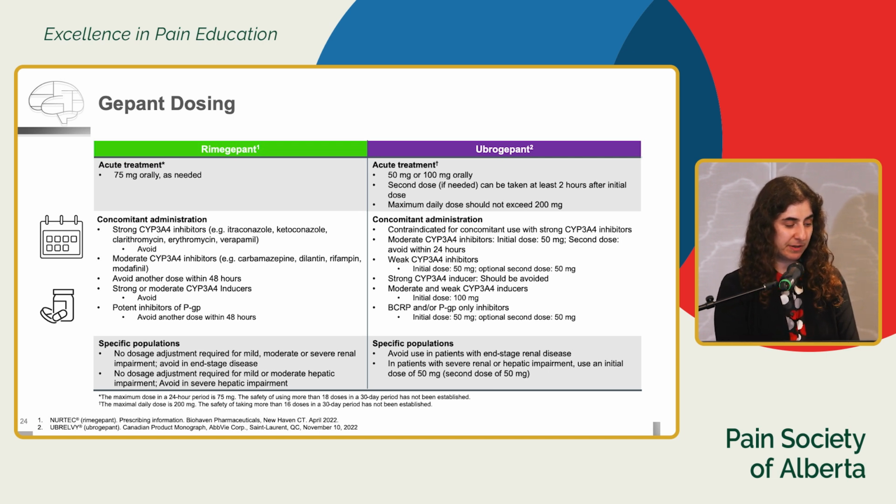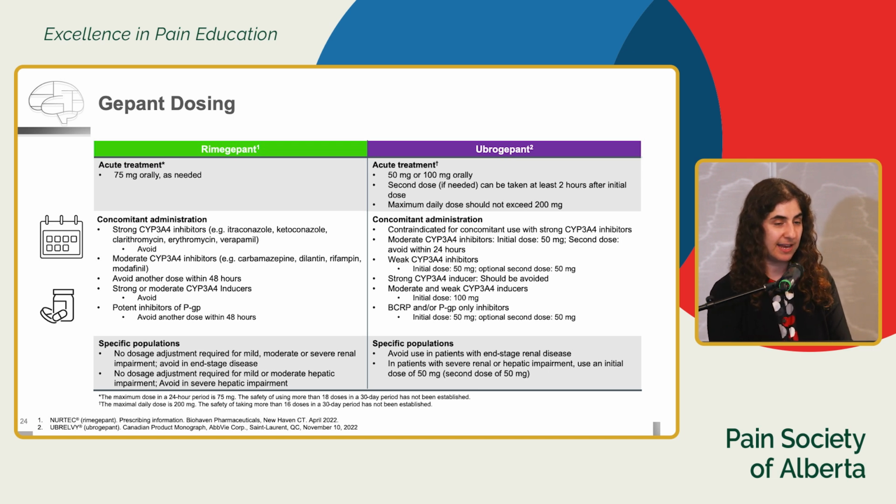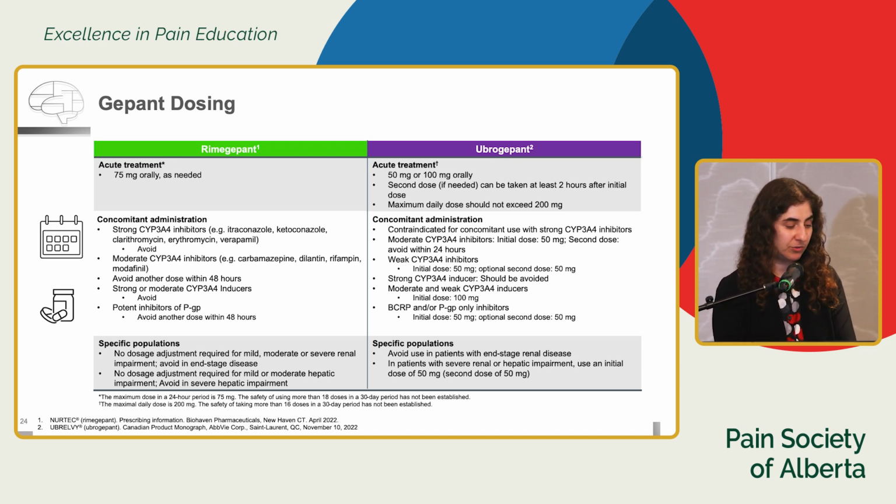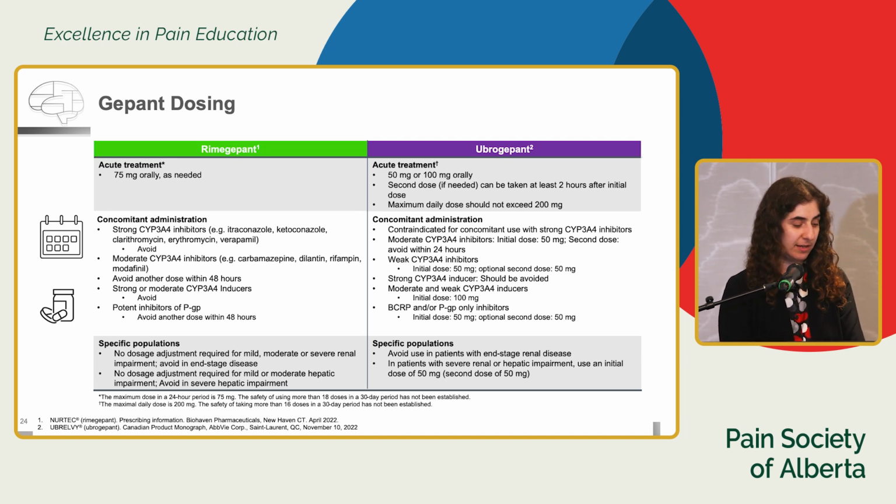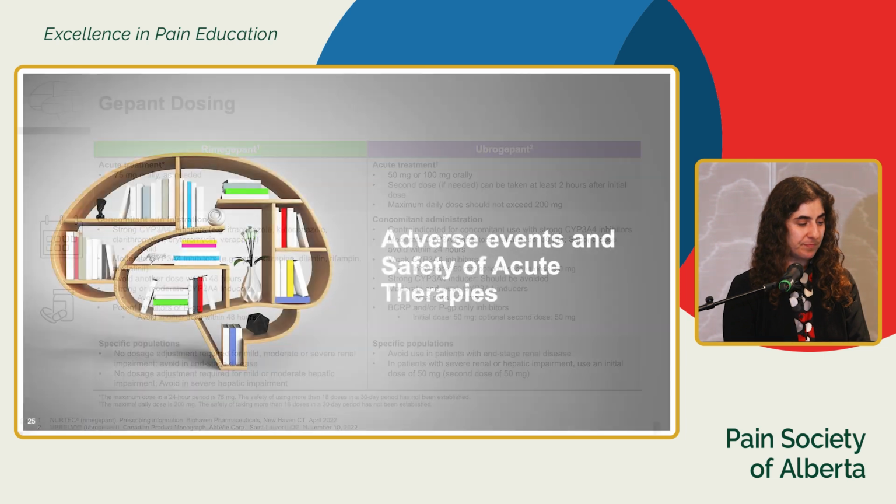And then in terms of specific populations, so for rimegepant, there's no dose adjustment required for mild, moderate, or severe renal impairment, but we would avoid the use in end-stage renal disease. And no dose requirement for mild or moderate hepatic impairment, but we would, again, avoid in severe hepatic impairment. Ubrogepant, quite similar as well, so avoid in end-stage disease, whether that's renal or hepatic, and then use the lowest possible dose in that case, which is the 50 milligram dose.